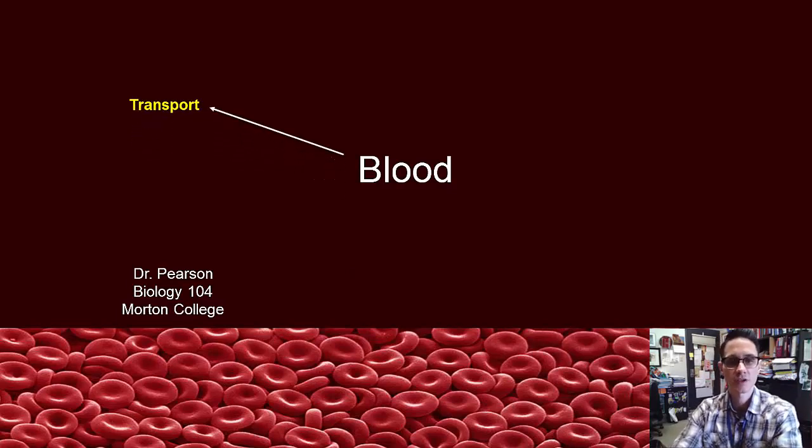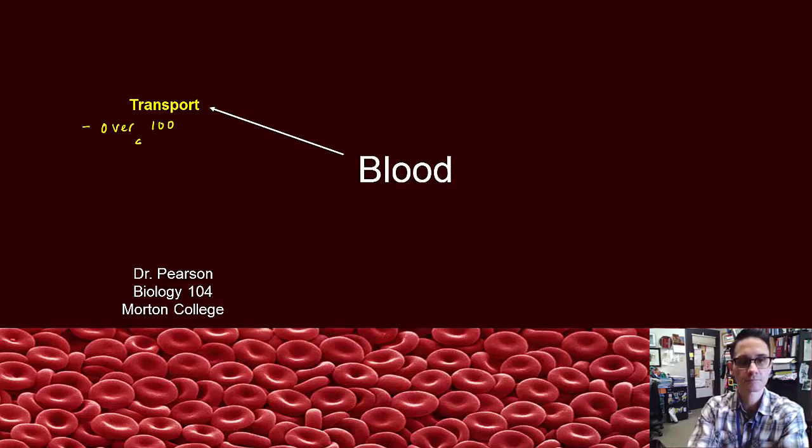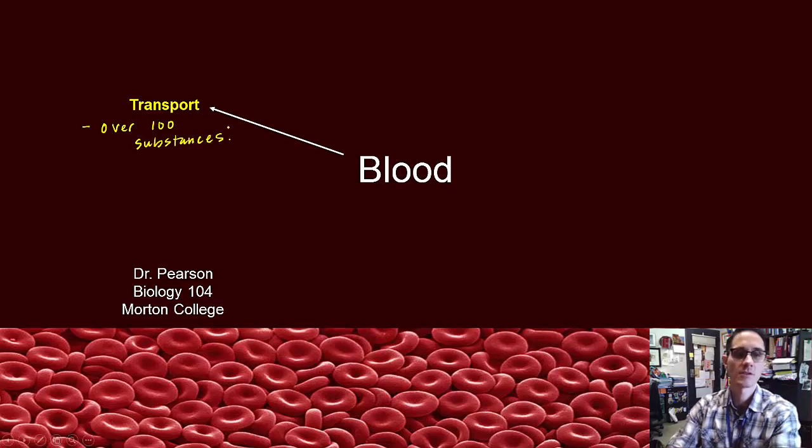So the first one is transport. Probably the most important function of the blood is transport. And the blood's going to transport over 100 different substances throughout the body. Okay, substances that are vital for our health, things like oxygen, nutrients, so things like glucose and amino acids, so that we can build muscle tissue, or cells can function well with the use of those amino acids to build proteins. So we can deliver hormones.